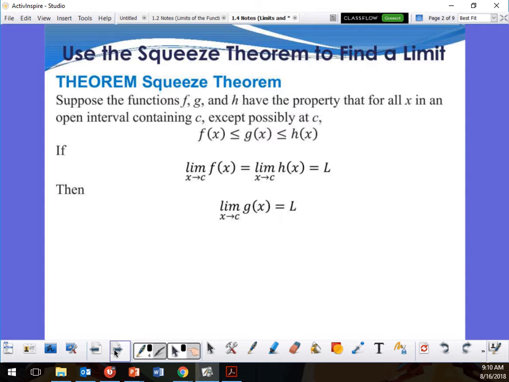So, squeezing, we're pulling the left side in, and then we're pulling the right side in, and then we're going to try and see what it's going to be in between there. Because usually we can't find the limit straight at g. So we're squeezing it in there to see what we get. So if I could have everything included left and right in there, then I could find the limit of g there also.